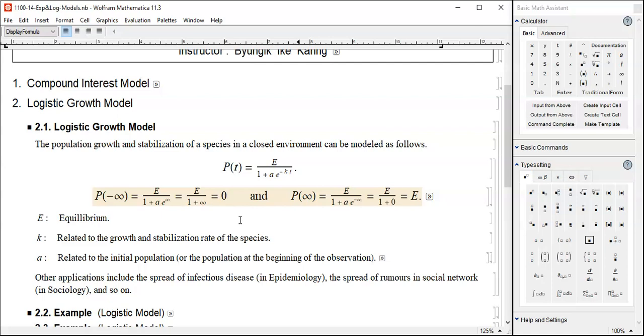Now what if t goes to positive infinity? There's already a negative there, so we have e to the negative infinity, and that's 0. So this part is 0. This part just drops out, and we have e. And that is the equilibrium.